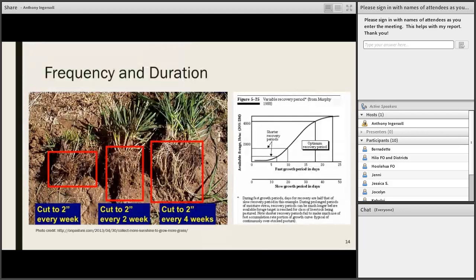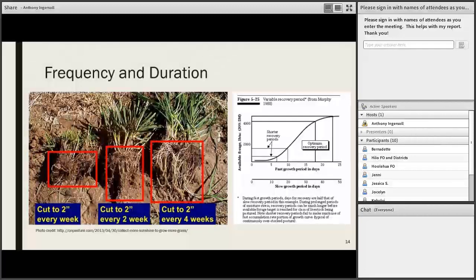And when we start talking about frequency and duration, here we have some evidence of how frequency can impact production. These grass plants were grazed to the same intensity or grazing height, but at different frequencies. So you can see a big difference in above ground and below ground plant structure. The differences show how crucial recovery period is to a grass plant that has been disturbed, both for above ground production and below ground health.